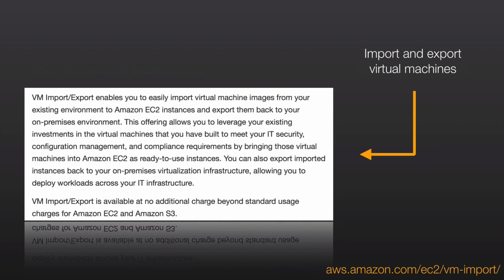You may have VMware or Microsoft Azure virtual machines that you wish to bring in to Amazon Web Services to run on the Amazon EC2 service. You can do that with our VM Import service, and you can find out more details about the process for that at the URL you can see at the bottom of this slide.